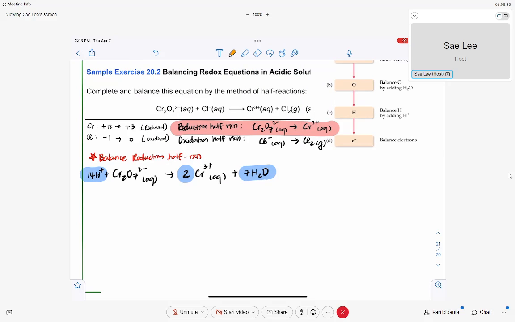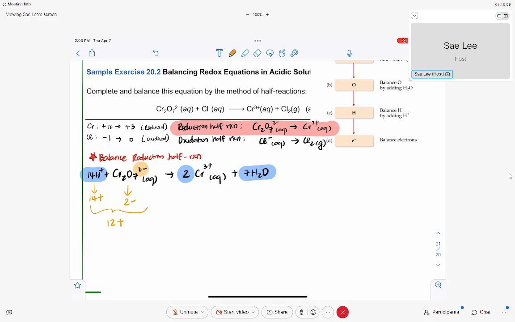For the left side, a hydrogen proton has a charge of 1 plus. You have 14 protons, which gives a charge of 14 plus. The Cr2O7 has a charge of 2 minus. So the total net charge for the left side is going to be 12 positive.